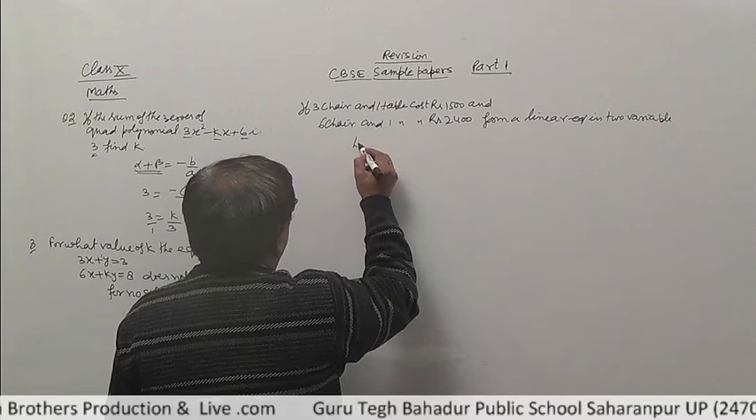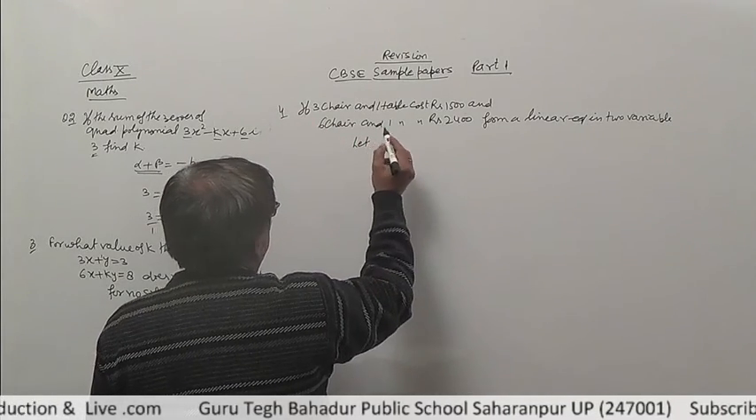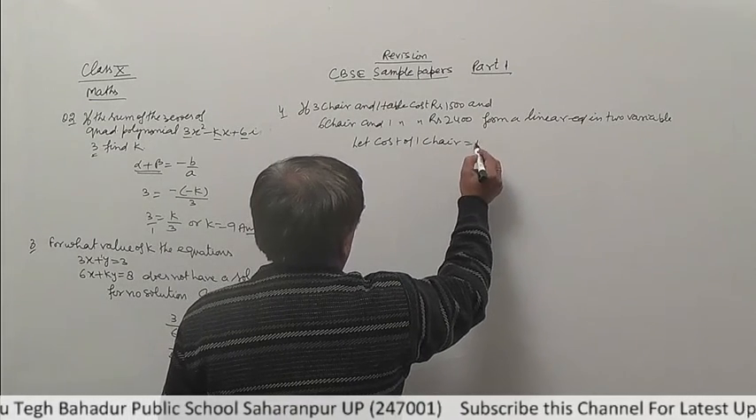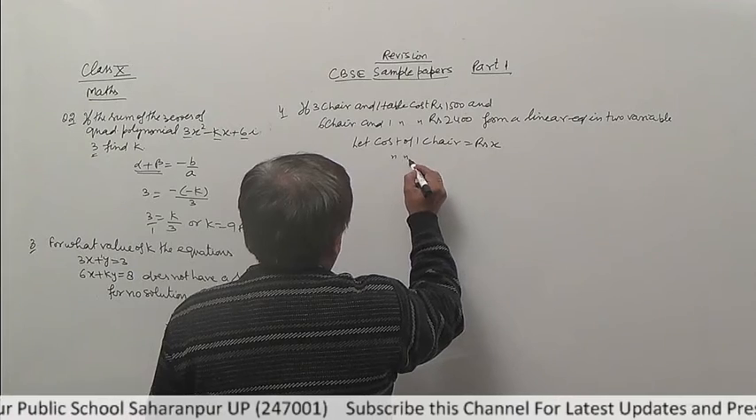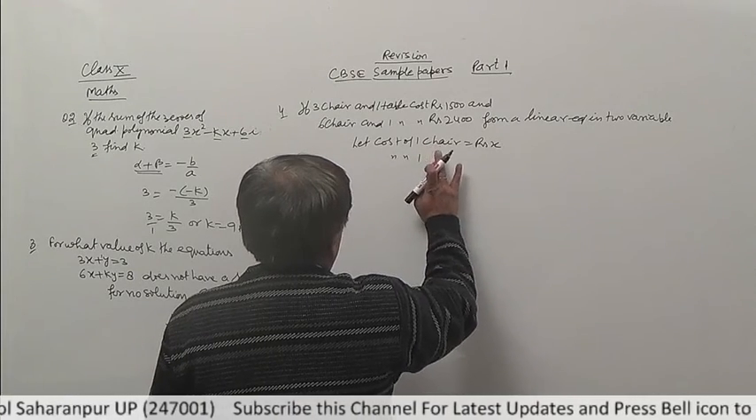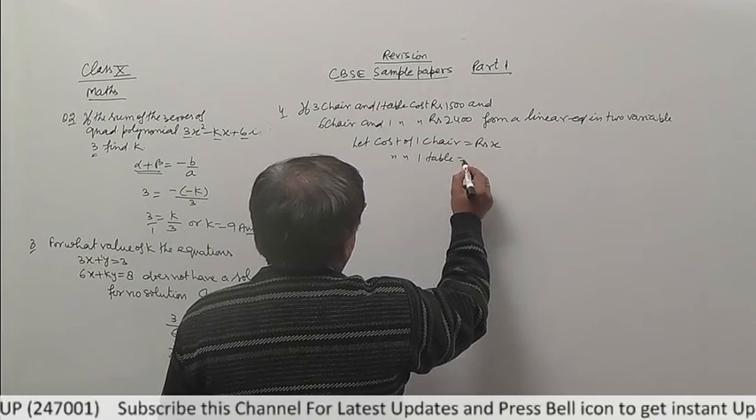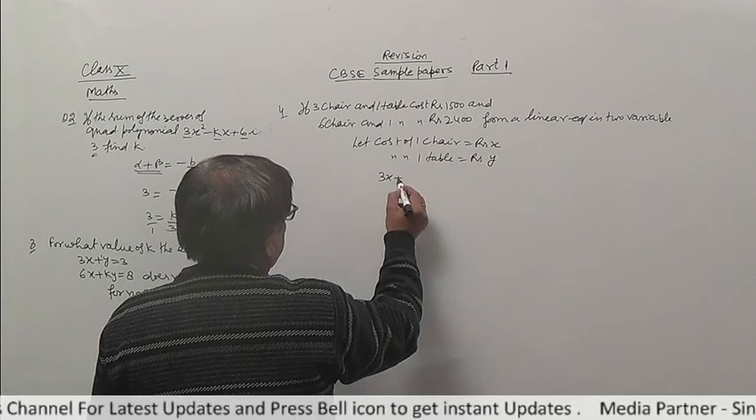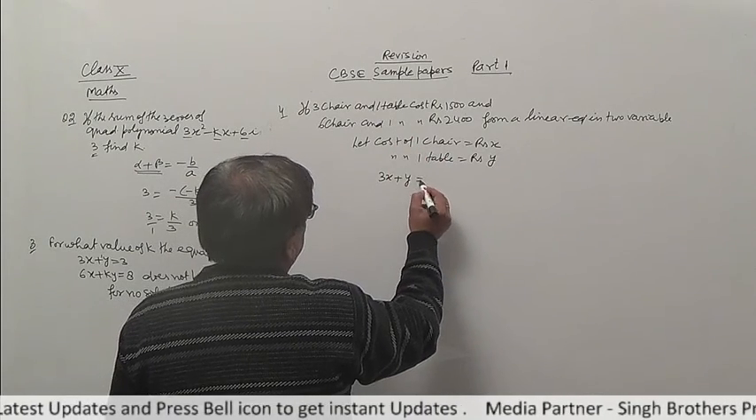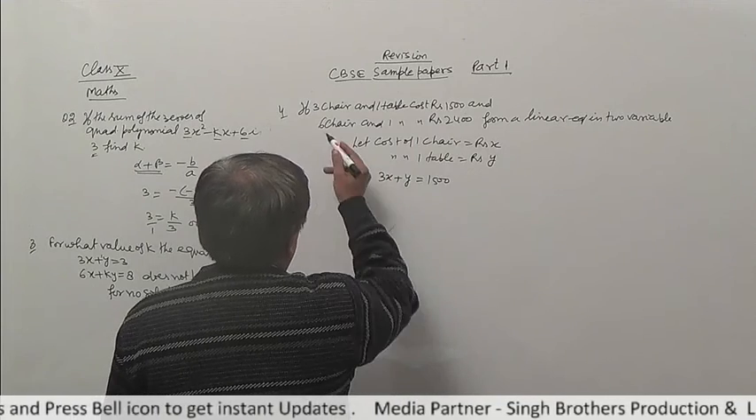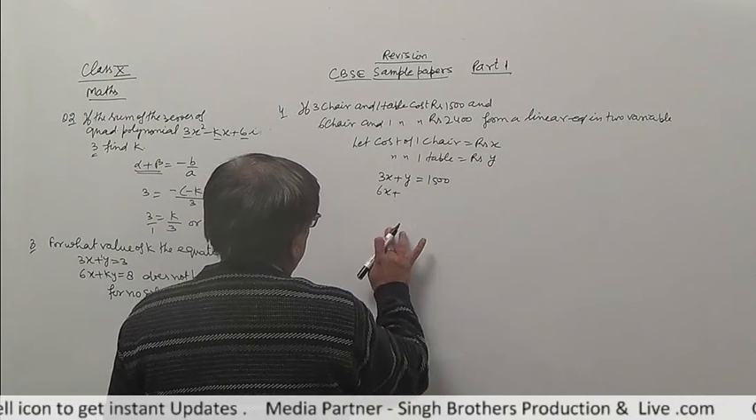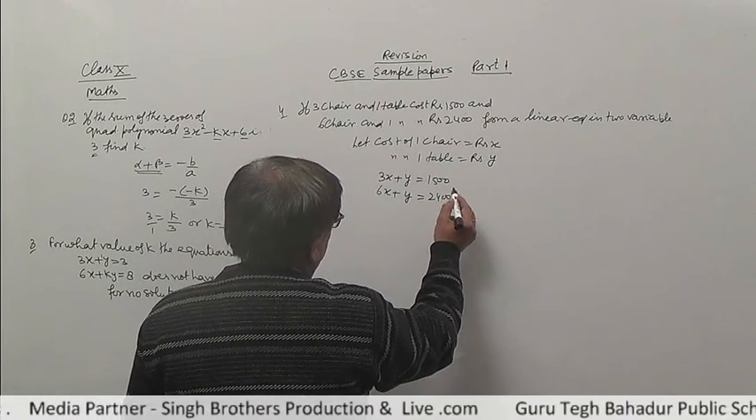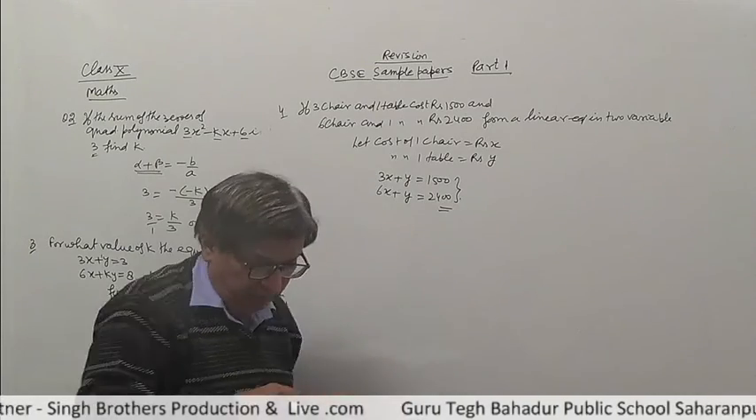Let the cost of 1 chair be rupees x, cost of 1 table be rupees y. So 3 chairs, that is 3x, 1 table, that is y, is equal to 1500. 6 chairs, 6x, and 1 table, that is y, 2400. These are the two equations.